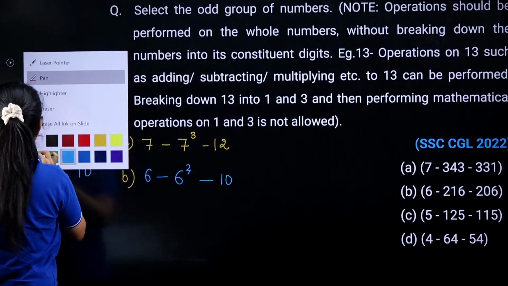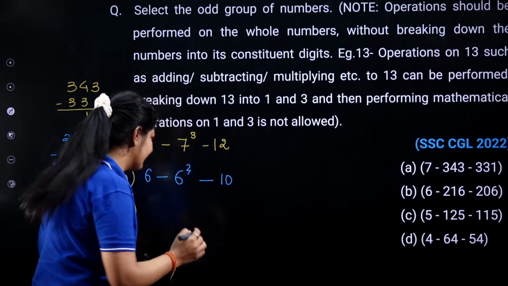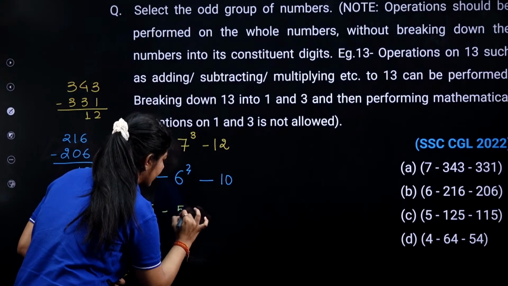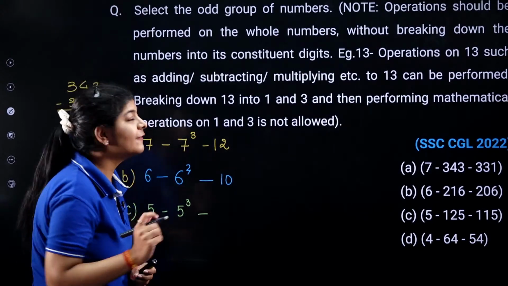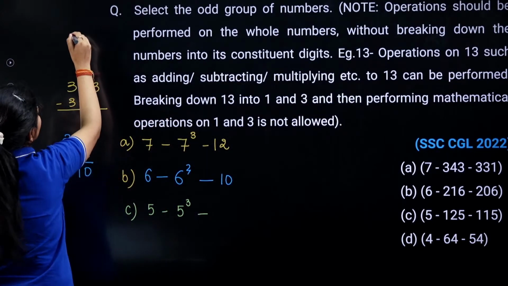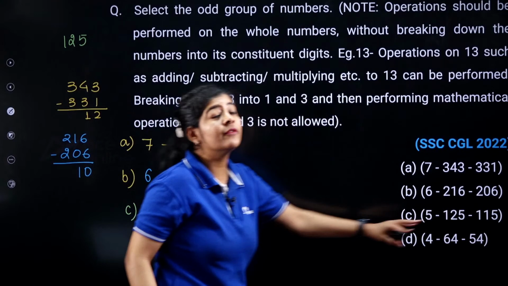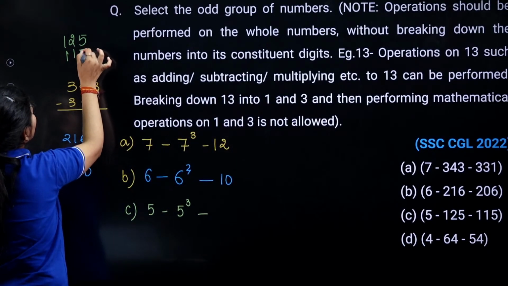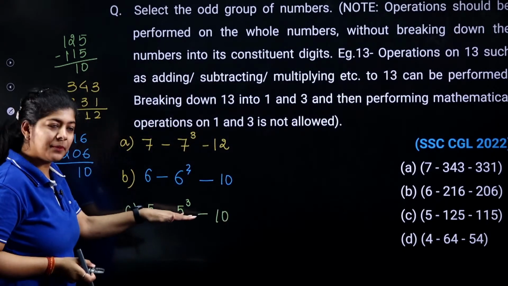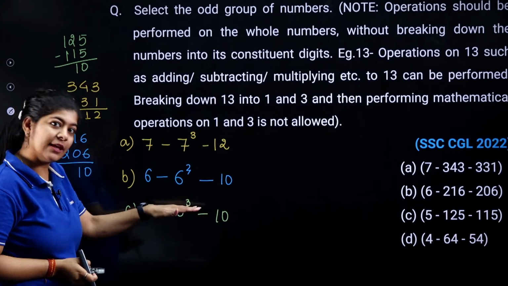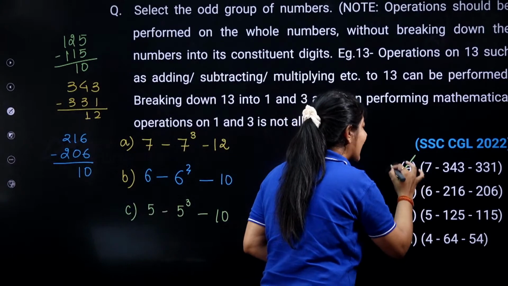Let's go with the next option, option C. 5. What is the cube of 5? That is 125. So 5 and the cube of 5, right? Now again I am going to determine the difference between the second and the third number. Here we have 125 and I need to subtract 115 from that, and I am getting 10. Are options B and C following the same property? Yes. So we can say that option A is the odd one out.